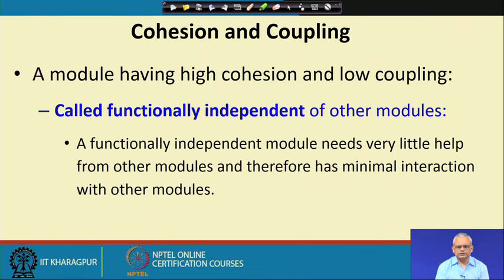Now, let us look at how we determine the cohesion and coupling. Before that, if in a design solution we find that it has high cohesion and low coupling, then we say that it is a functionally independent set of modules. Each module is doing some function independently, it is not dependent on others, and the term that we use is functionally independent. So, the goal of any good design technique is to come up with a functionally independent set of modules.